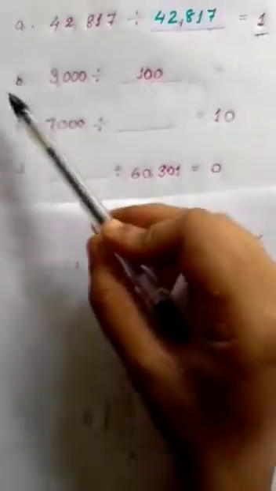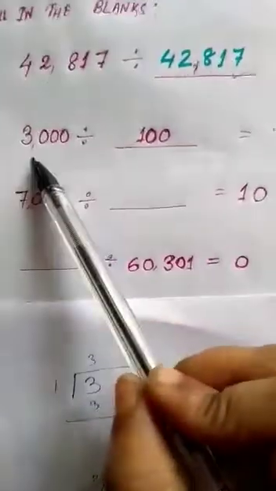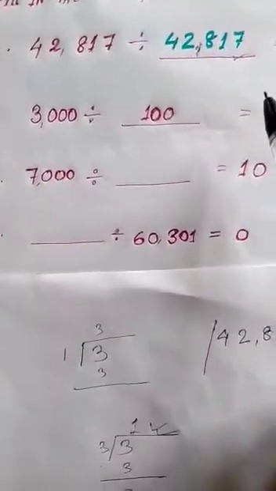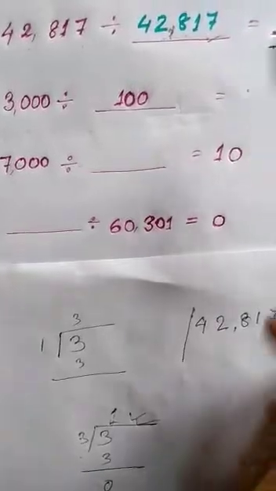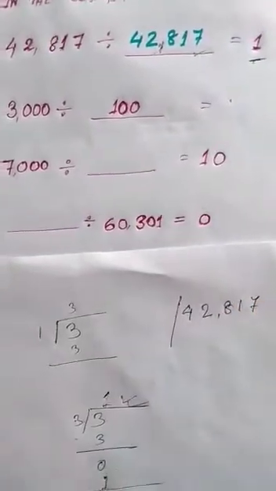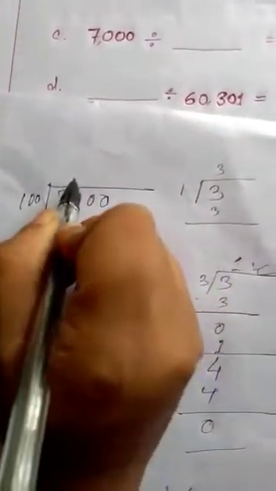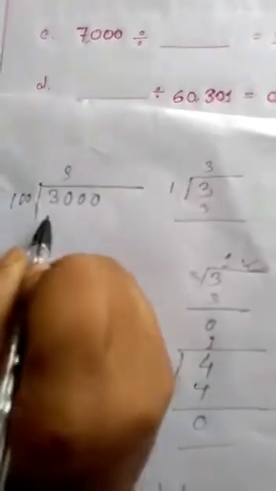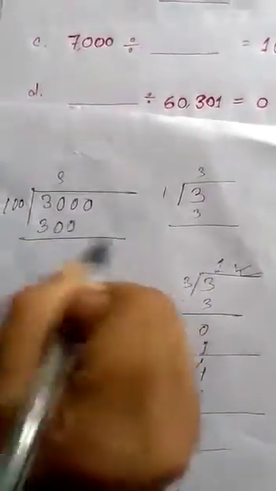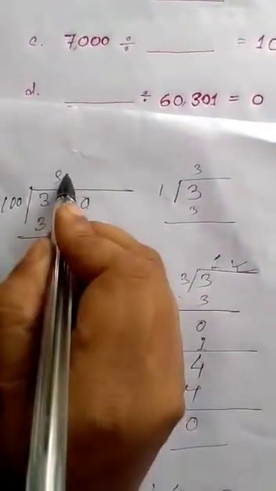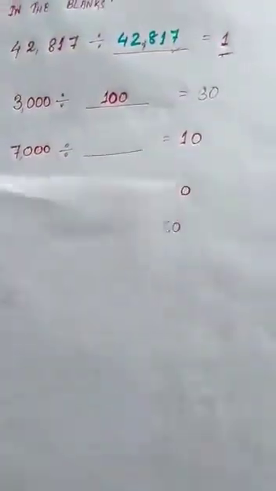Now let us see question number B. There is given 3000 divided by 100. So what will be the answer here, students? 3000 divided by 100. 100 times 3 is 300. Now see here, 10 is remaining, so we have to give this 0. So it will be 30.